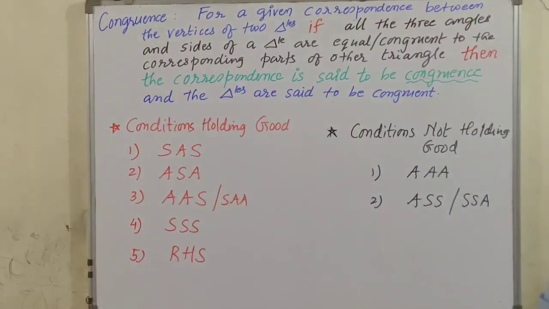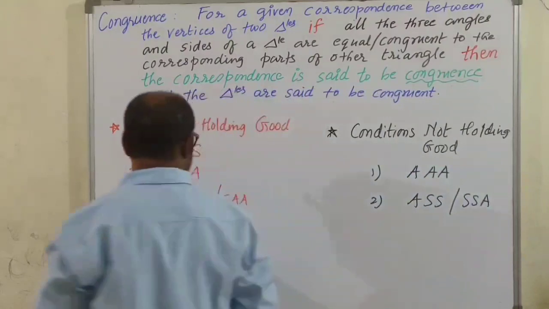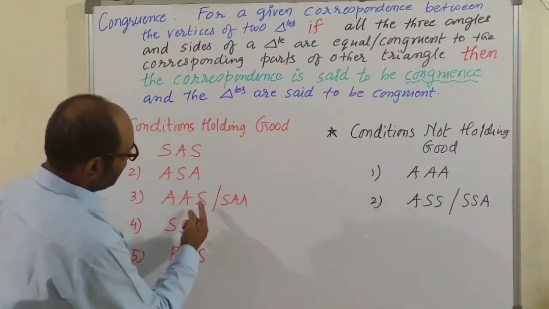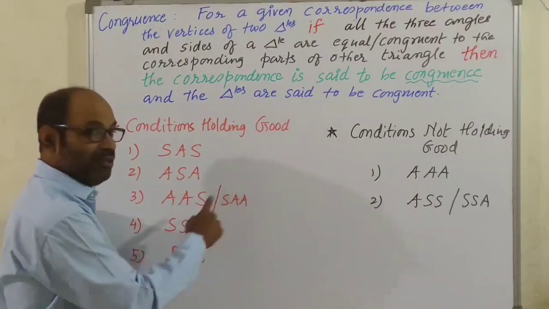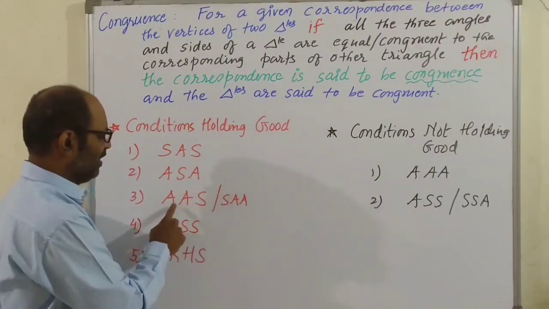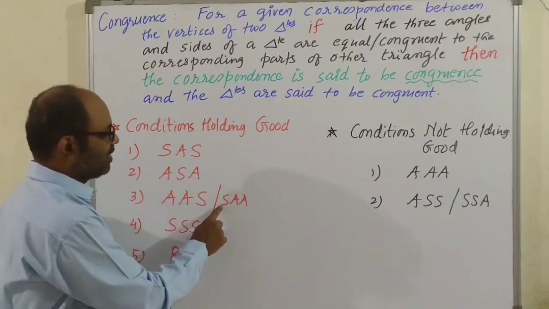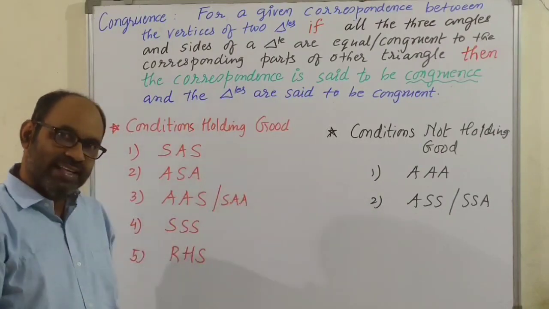Now the third one, that is angle, angle, side. If we reverse it, side, angle, angle, this is different. So you can say any one. Normally we won't say this, we'll say angle, angle, side. But if you write side, angle, angle, then also it is correct.